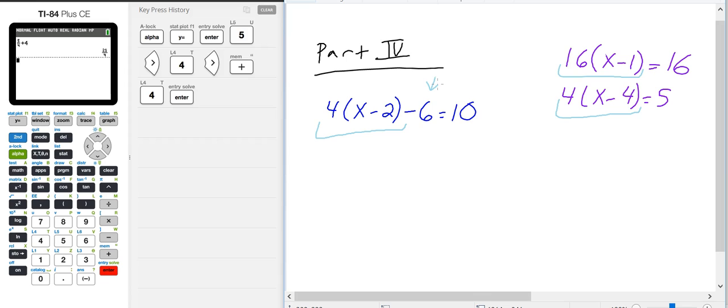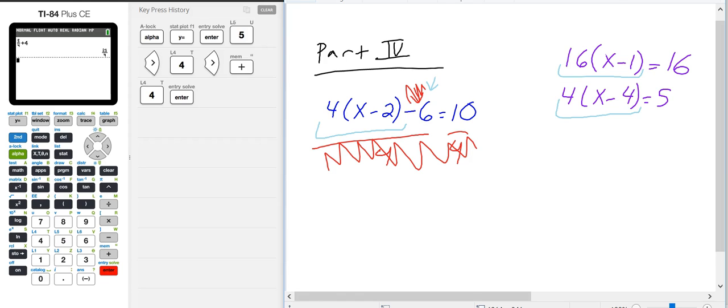Because we can't just divide this whole side by 4 and then divide this whole side by 4, because the 6 isn't being multiplied by 4 in the first place. So we can't do this.